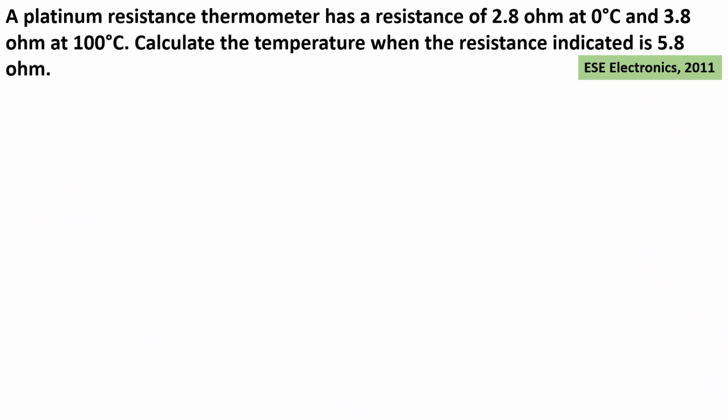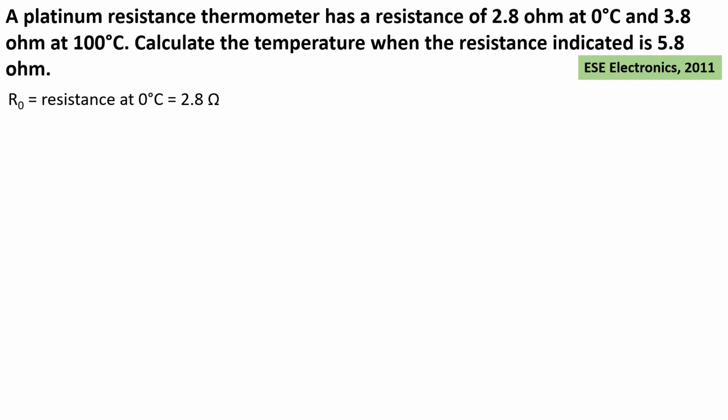And next we have to see another problem. A platinum resistance thermometer has a resistance of 2.8 ohm at 0 degrees Celsius and 3.8 ohm at 100 degrees Celsius. Calculate the temperature when the resistance indicated is 5.8 ohm.